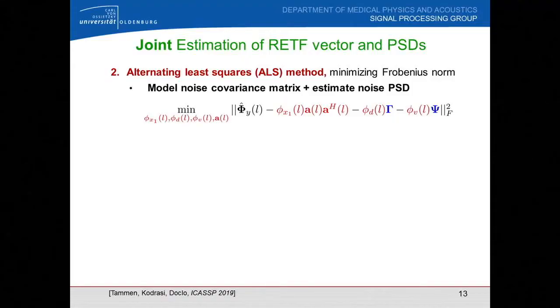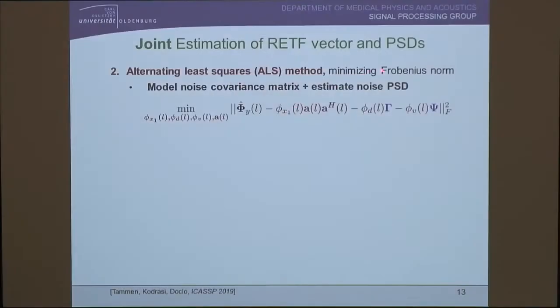Another method which we recently proposed at ICASSP this year, I would say goes back one step, but doesn't need an estimate of this noise covariance matrix. It models it also, and tries to minimize this Frobenius norm, but now estimating both the RTFs A and all the PSDs for the early speech, the diffuse part, and the noise.